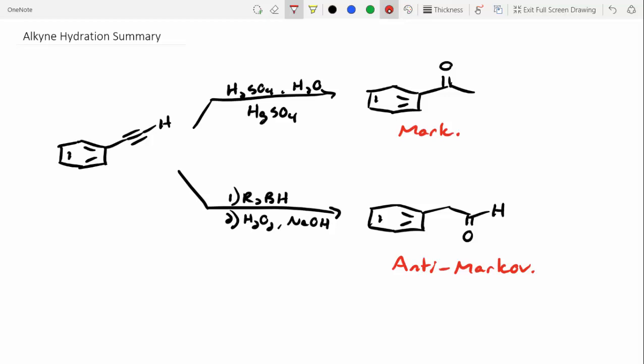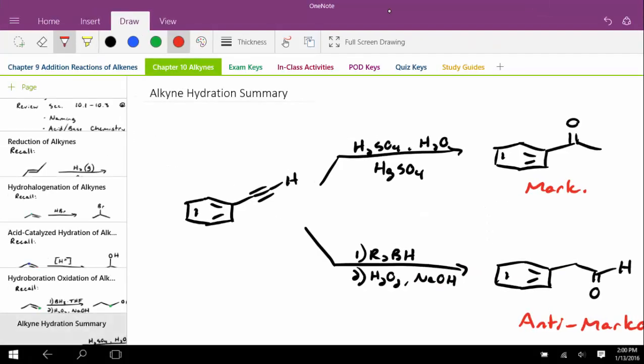Make sense? All right. So now we've got to do halogenation with alkynes, which is pretty similar, so it's not going to be too earth-shattering for you guys.